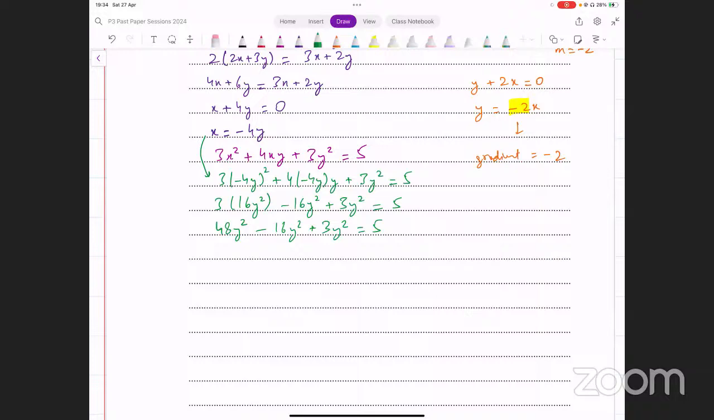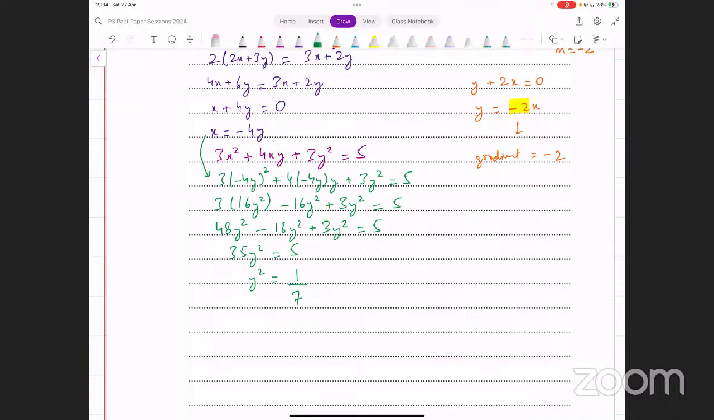48 minus 16, that's 32. 32 plus 3, that's 35. So that's 35y squared equals 5, and y squared equals 1 over 7. Right? Y squared turns out to be 1 over 7. What do we do now?